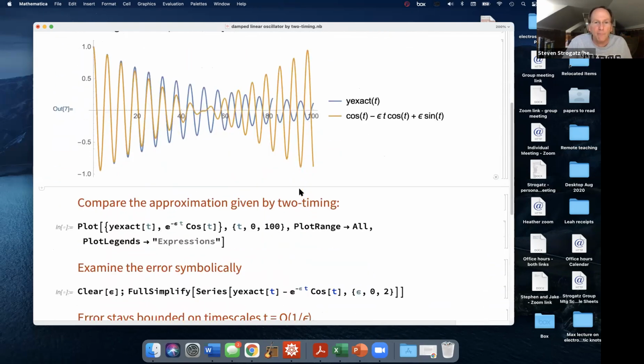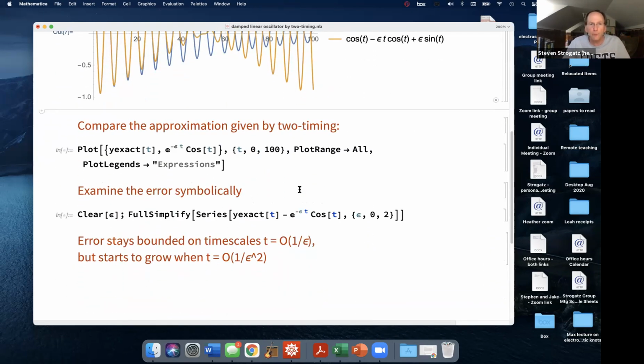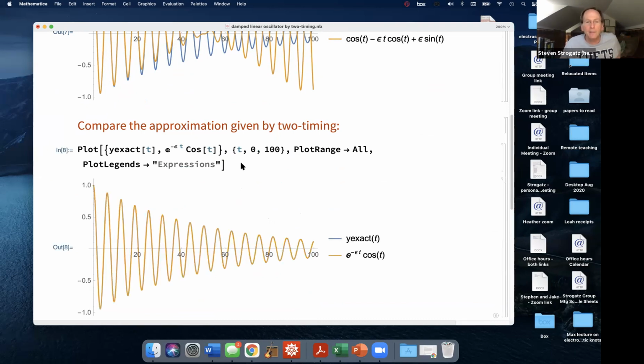Now, let us compare what we get if we use our 2-timing approximation. So here I'm using e to the minus epsilon t cosine t, which is what our new theory predicts. If I run that, you see that the two curves are on top of each other and you can't see any difference. The exact solution and the asymptotic approximation look really close, so close that it's indistinguishable at this scale.